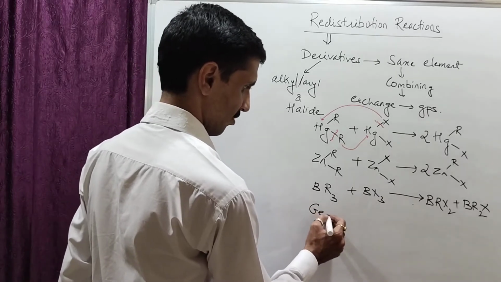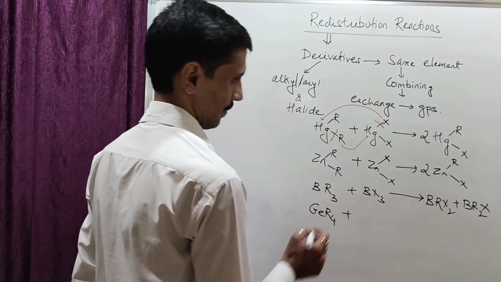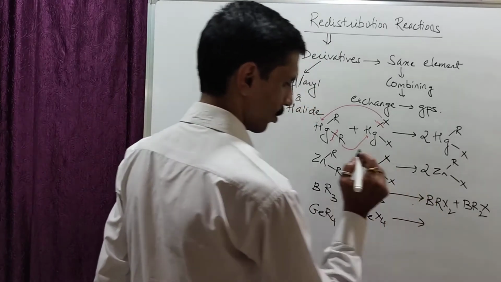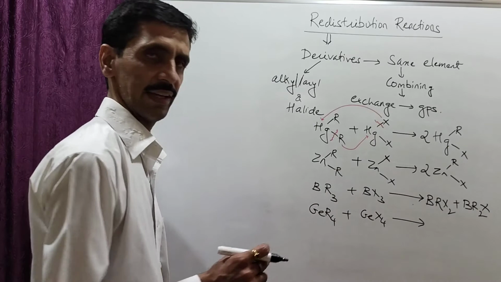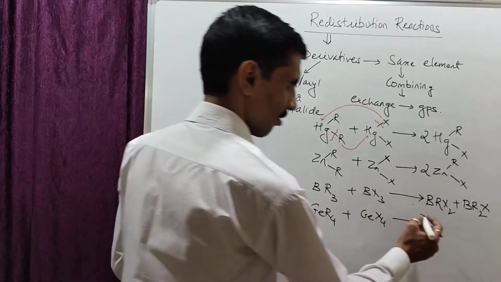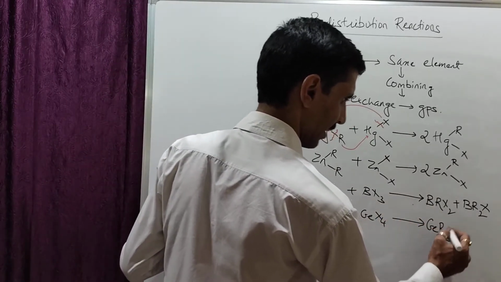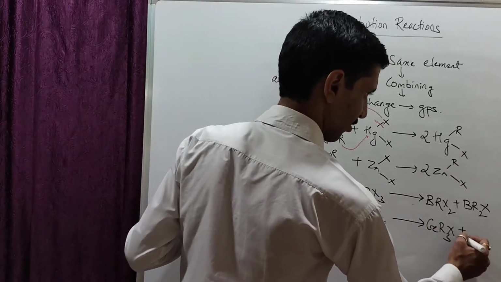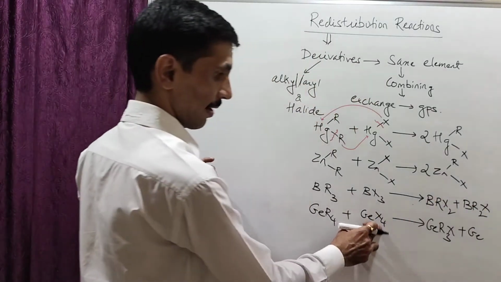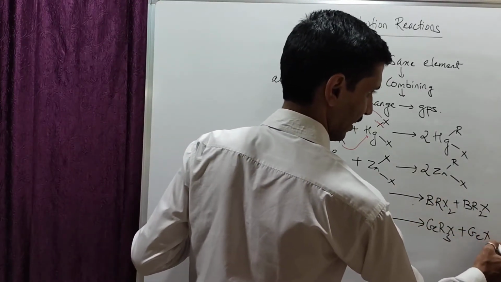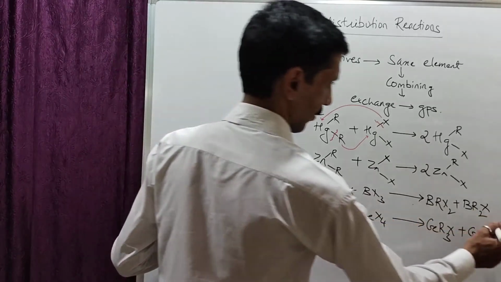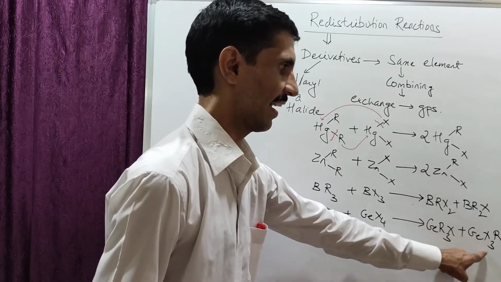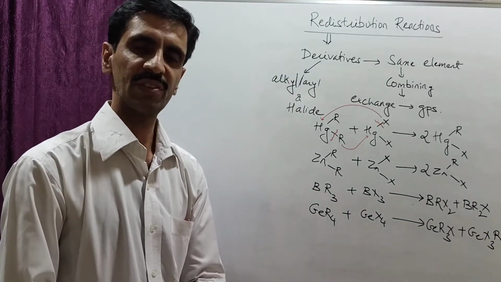Similarly, GR4, I'm going to treat with GX4. Here I am going to show only one R going on the other side and one X going on the other side. So what I am going to get is GR3X: one R goes on the other side and one X comes over here. So GR3X plus, here only one of the X goes. That means I will have GX3 and only one R comes on the other side. So this is what we have. GR3X plus GX3R. You getting it?